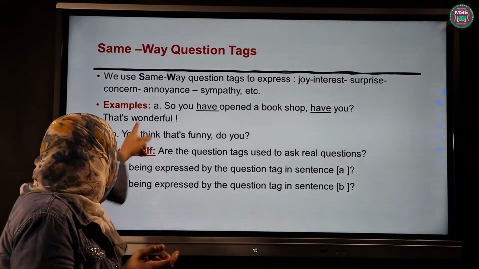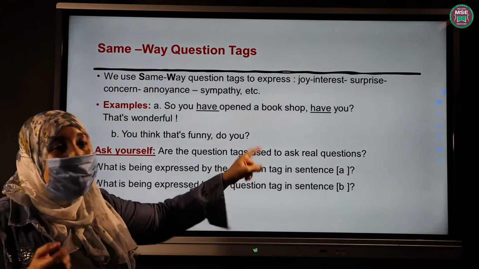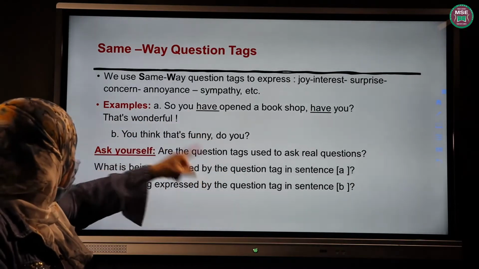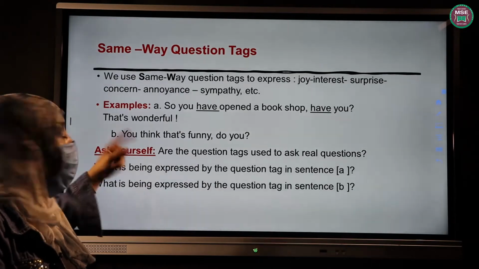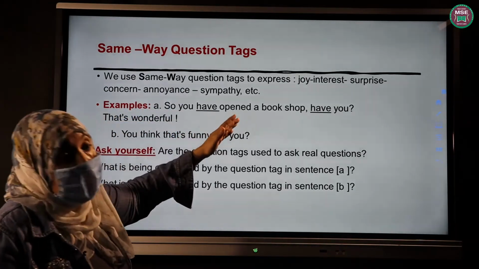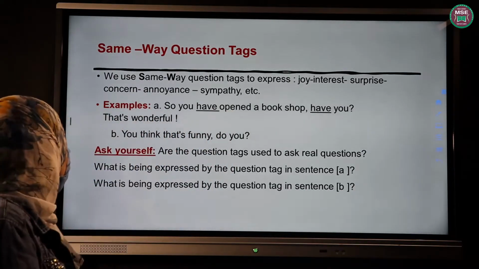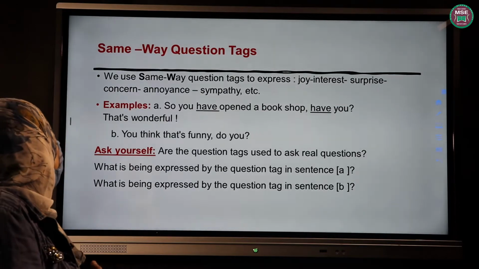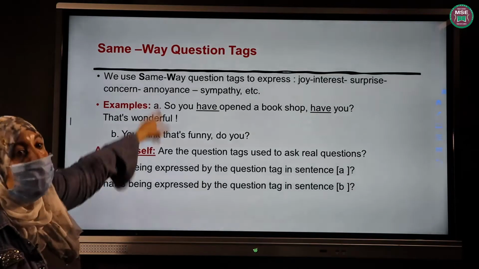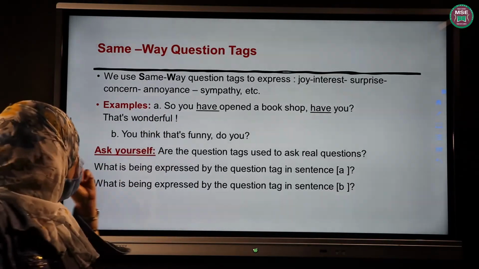If we look to A, what is being expressed by the question tag in sentence A? In sentence A, as I told you before, so you have opened a bookshop. Have you? That's wonderful. What do you think about the expression here? As we said before, is it joy? Is it interest? Is it surprise? You can choose from any of this. It can be joy or it can be surprise. And what makes me certain of this is that I found "that's wonderful" and the exclamation mark, right? So it's kind of surprise to you.